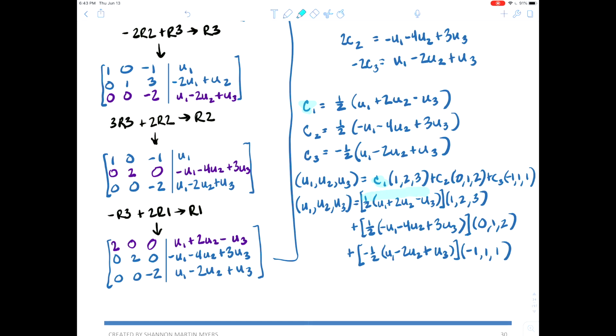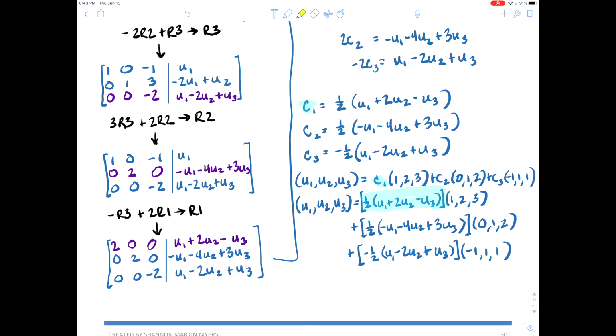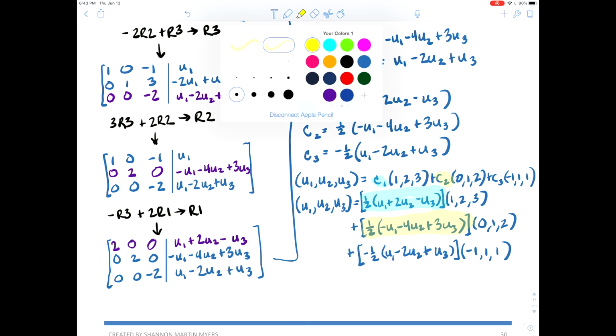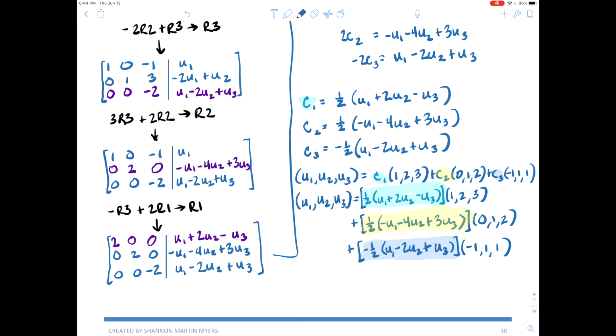So this here is our C1. And then our C2 is this expression. And notice they're in terms of U1, U2, and U3, which are real numbers. And then C3 is all this. So yeah, the short answer is yes, right? This is a spanning set. But sometimes people think, oh gosh, I don't really like how this looks.